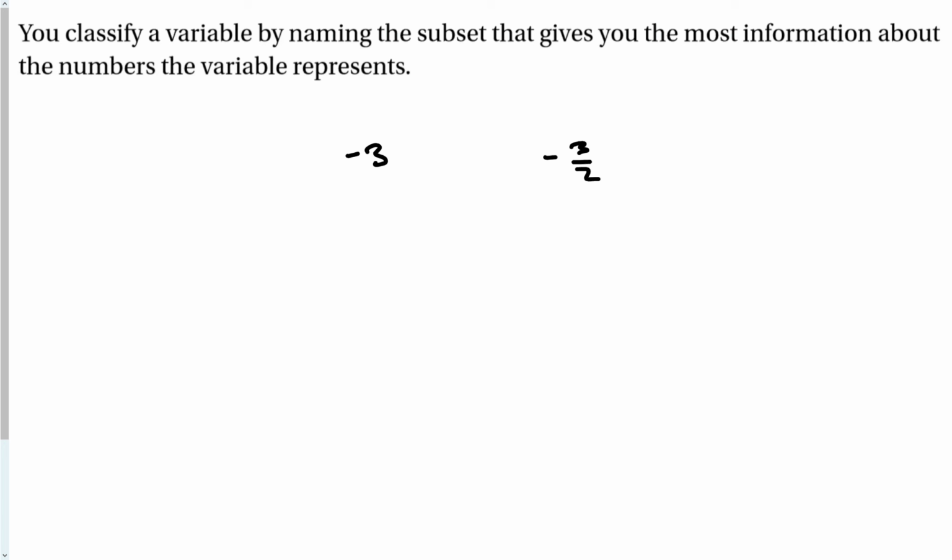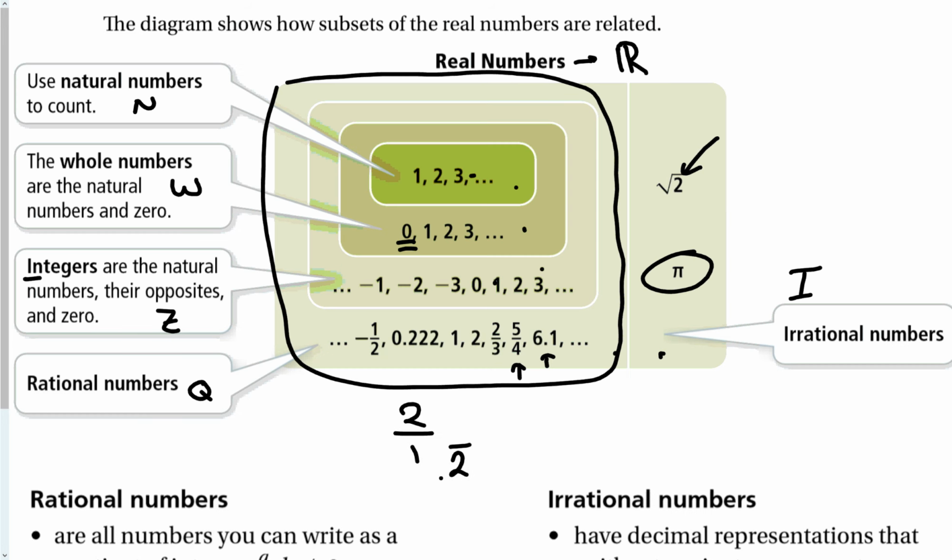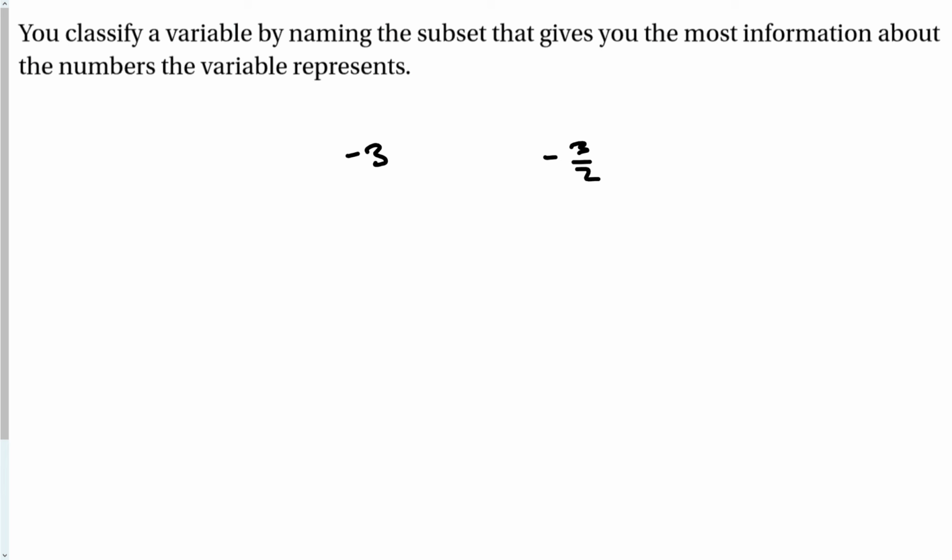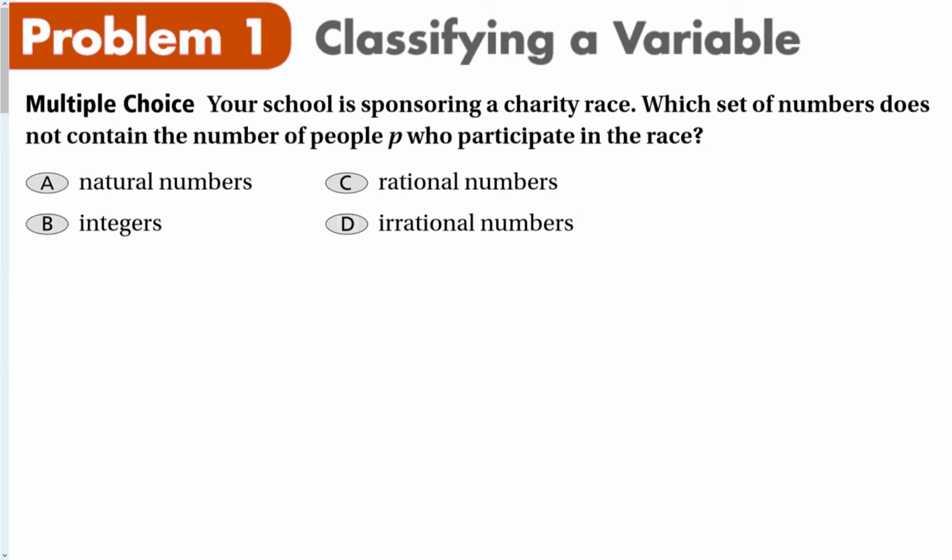If you have -3 over 2, the only thing that we can classify that as is rational. Yes, it's real, right? All of these are real. Everything that we're talking about now is a real number, but we don't just say, oh, hey, that's a real number. No, I want to be as specific as possible when we are trying to name the subset that that number belongs to.